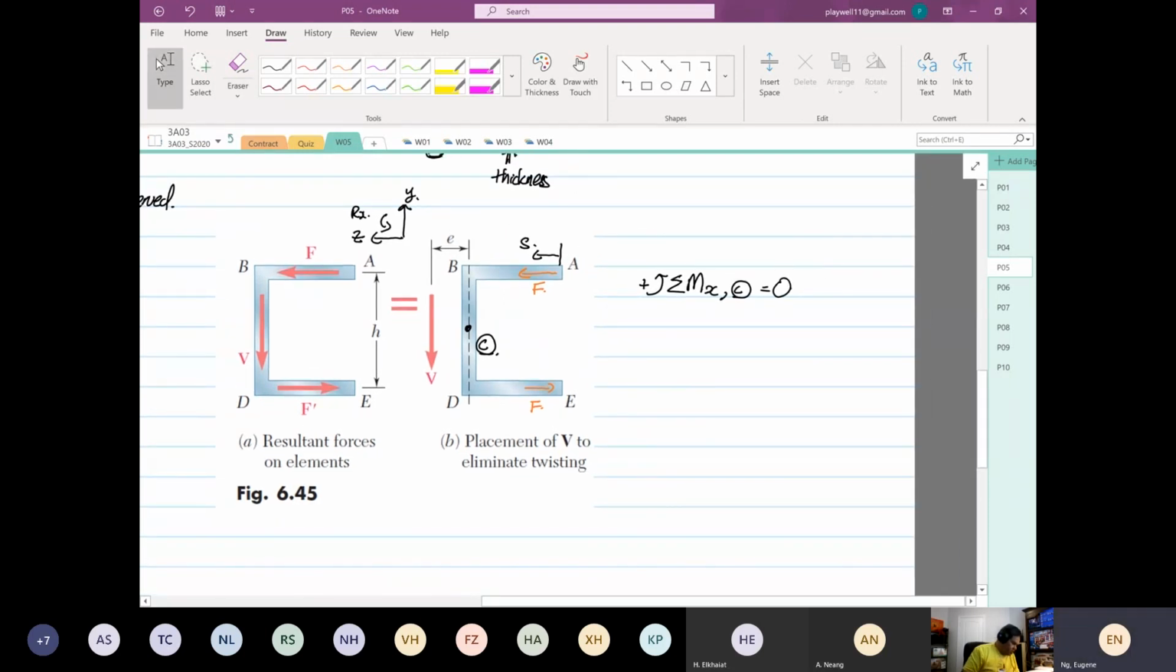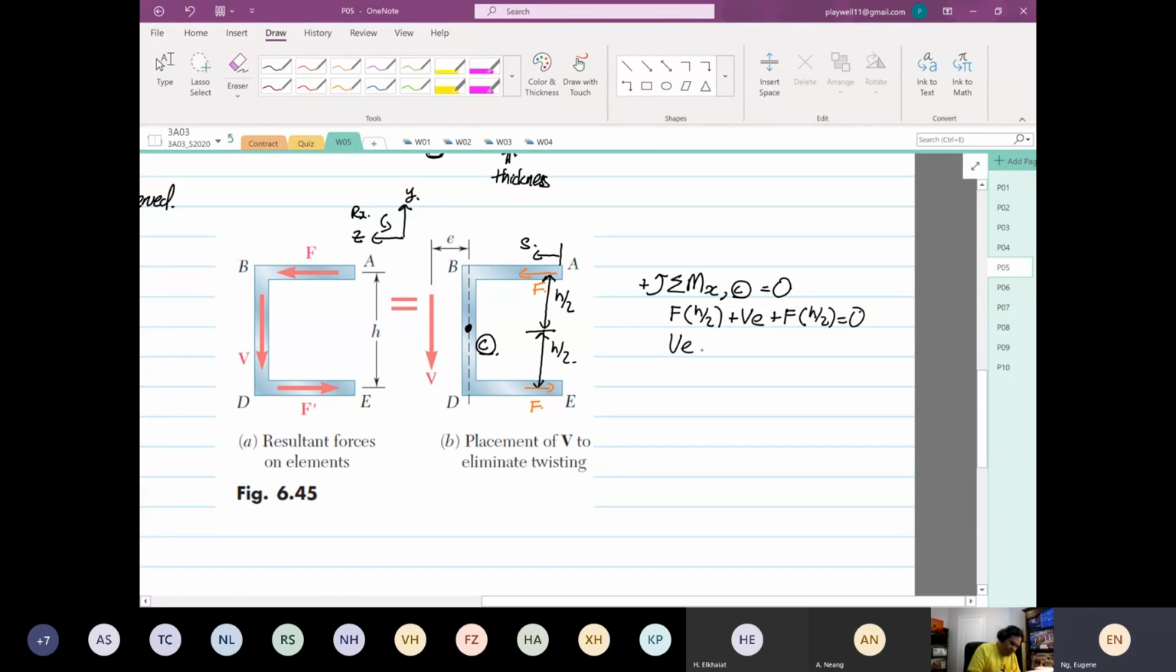Zero. Okay, so what we have, if we were to call this distance from here to here, and then here to here, from the shear flow, the force F to be H over 2, then taking the moment at point C, we have F multiplied by H over 2 plus V multiplied by E, all of them going anti-clockwise. So we are taking moment at point C, all of them are rotating the structure in a clockwise direction, plus F times H over 2 equals 0.